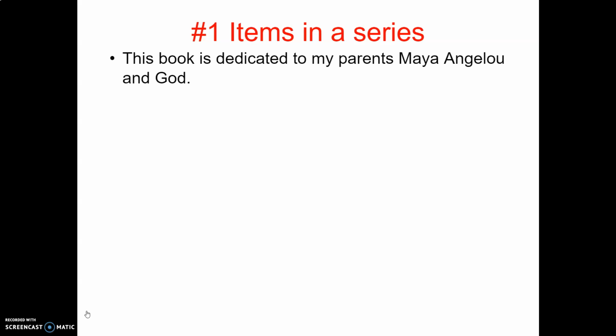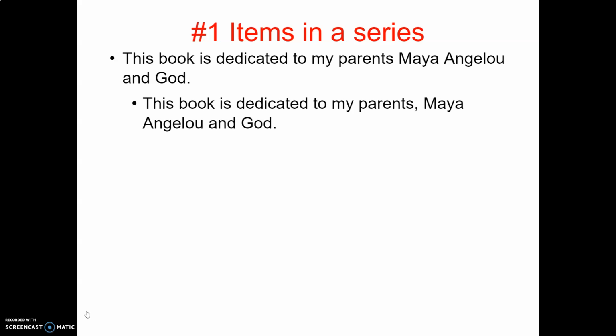So we have this sentence. The book is dedicated to my parents, Maya Angelou, and God. So if we don't use that second comma, if we put one after parents, but we didn't put one after Maya Angelou, then it sounds like the person is dedicating the book to their parents and that the parents are Maya Angelou and God, and that obviously would not be correct.